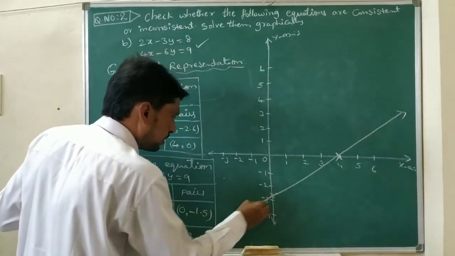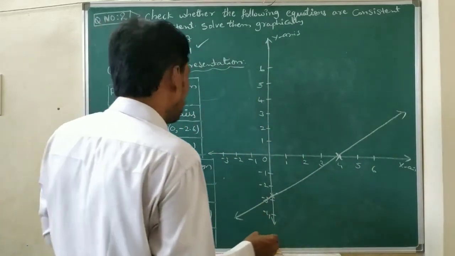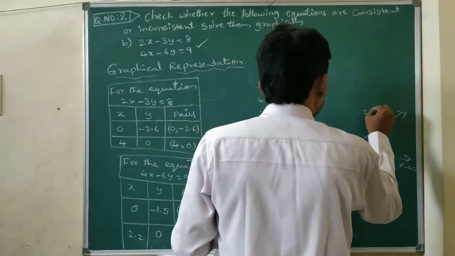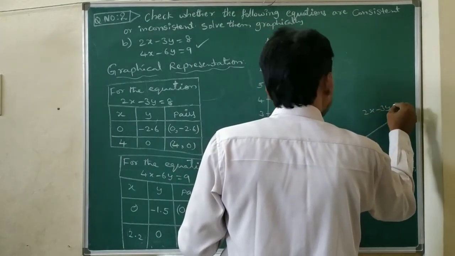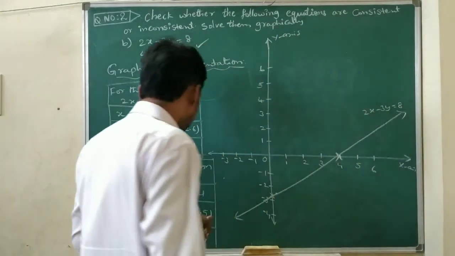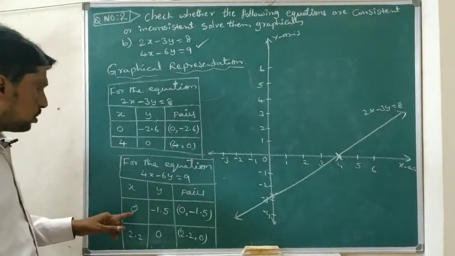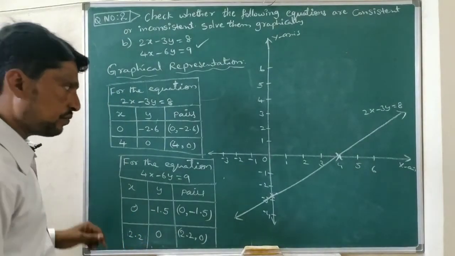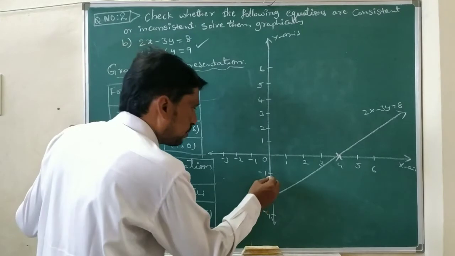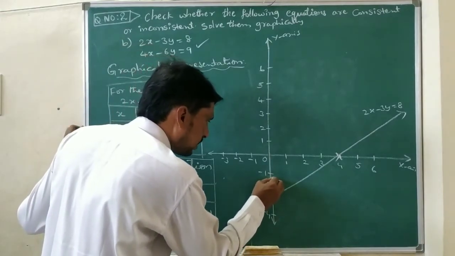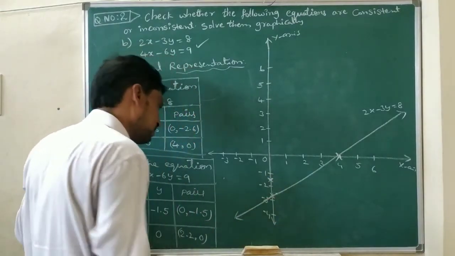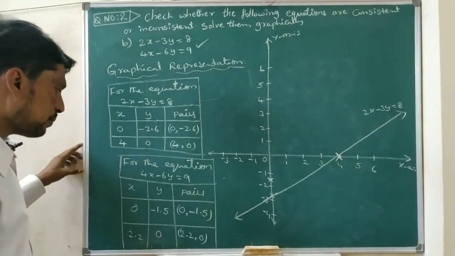So this equation is 2x minus 3y equal to 8. Next one is 0 comma minus 1.5. 0 comma minus 1.5 means we get here between -1 and -2 only. That is 0 comma minus 1.5.